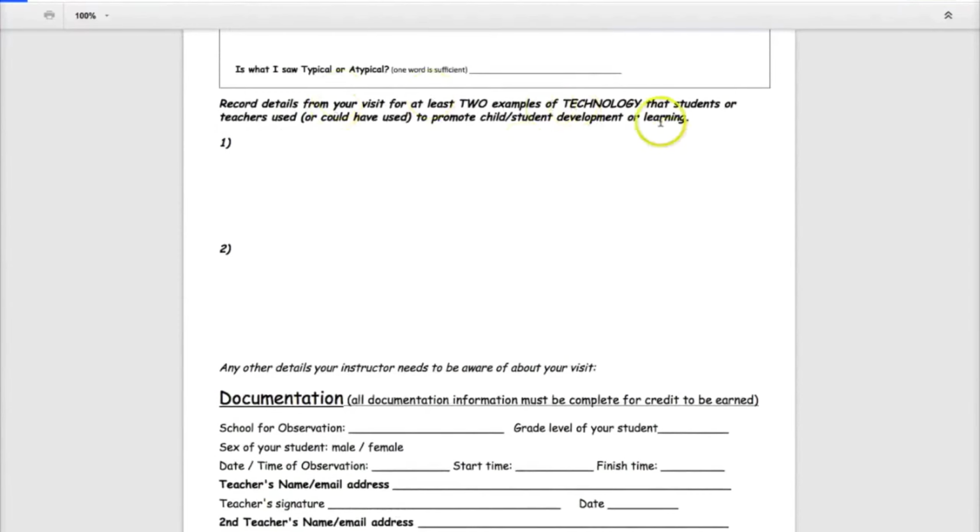You're also going to be looking for 2 examples of technology that students or teachers used or could have used to promote child or student development or learning. So look around the room. If they're not using technology that day, it is absolutely fine. Look around the room. What do you see? Then you're going to talk about ways that they could have used it. Ideally, you're seeing it, but again, sometimes we have to step back and think of another way that this could happen.